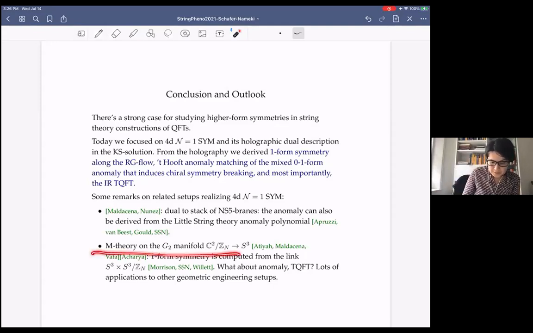Another way to realize 4D N=1 super Yang-Mills is in terms of singular G2 manifolds, so that's more geometric engineering. So the G2 is some C2 mod Zn fibered over S3. The one-form symmetry is very easy to obtain in this context. So there's something observed in this paper with Dave and Brian. The next question is, can you also then see this anomaly and also detect this confinement from looking at this geometric engineering setup? And I think using these methods, looking at these reductions on the links will also be an interesting application, and we'll have interesting applications in other compactifications.